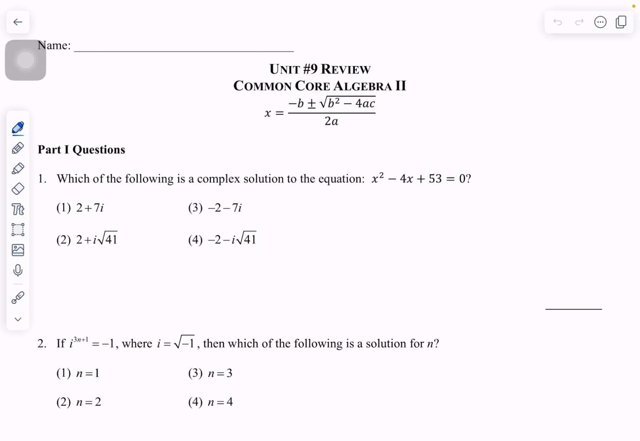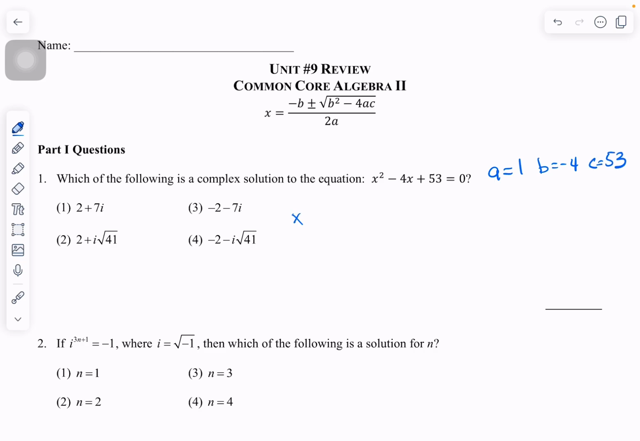All right, so here's the review for tomorrow's quiz. The first one is the complex solution to x squared minus 4x plus 53. For this one, a is equal to 1, b is equal to negative 4, and c is equal to 53.